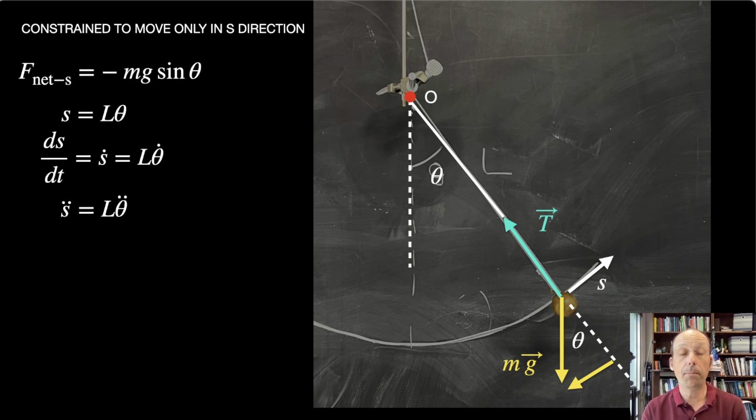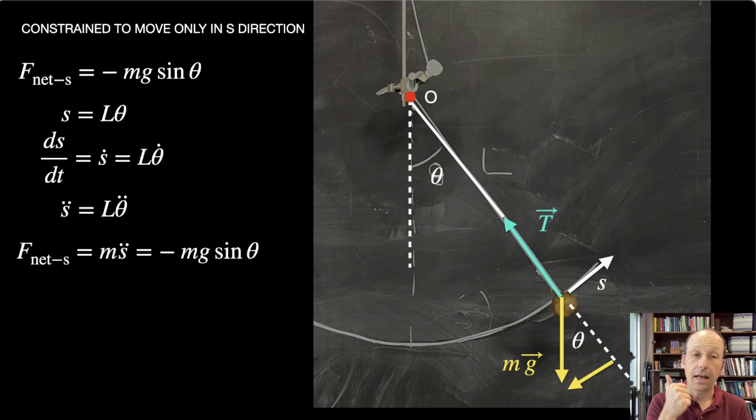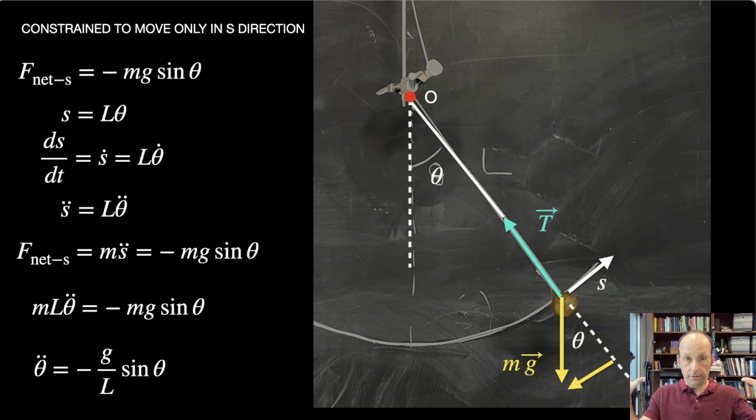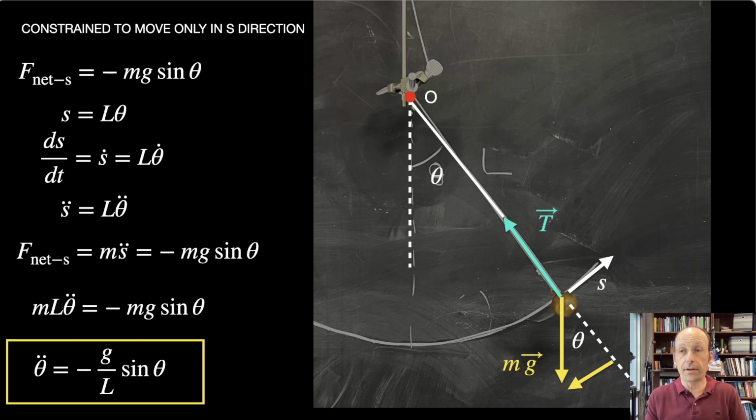Okay, so now I can put that into Newton's second law. This says F net in the S direction is going to be m times the acceleration in the S direction, which is S double dot. And we already showed the component is negative mg sine theta. Now I have S double dot and I have theta, and I want just one variable. So I'm going to replace the S double dot with L theta double dot, and I get mL theta double dot is equal to negative mg sine theta. Divide both sides by mL, and I get the same thing as before with the angular momentum principle. I'm going to put a box around that because it's important.